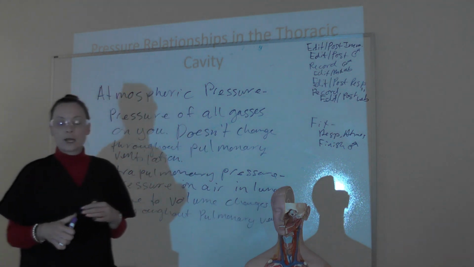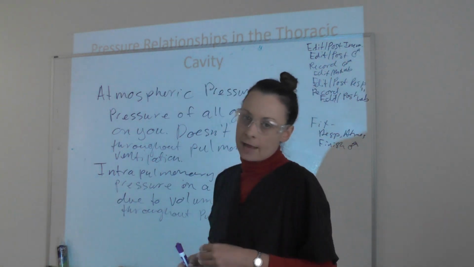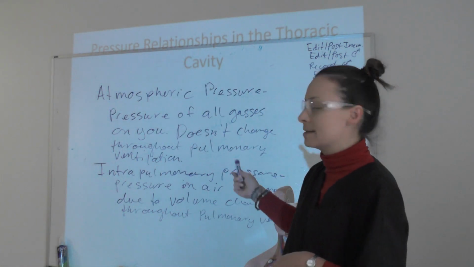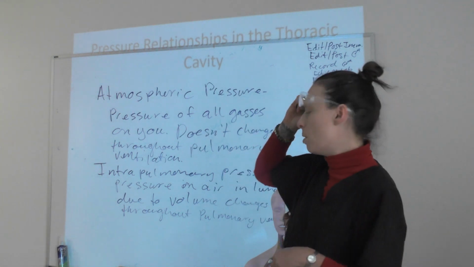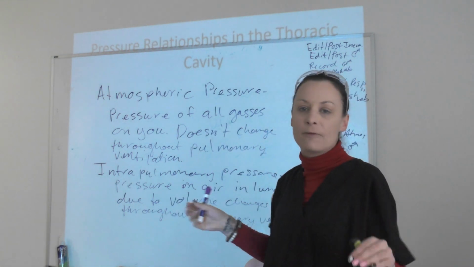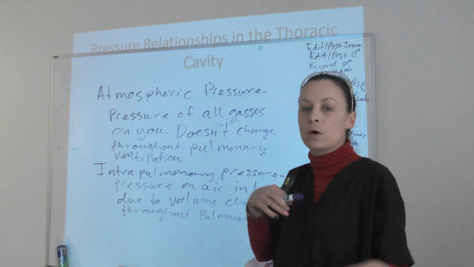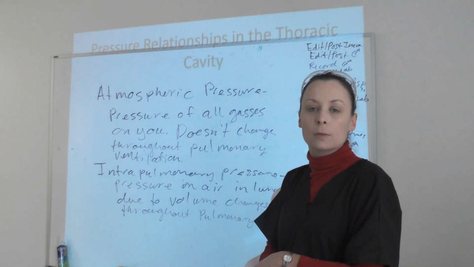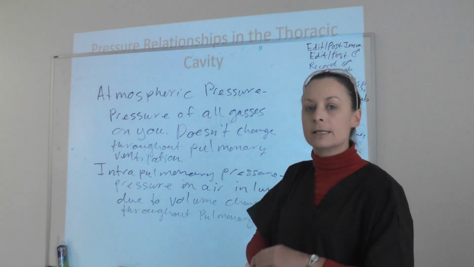And then the last pressure is intrapleural pressure. This is a negative pressure that changes in the same way as intrapulmonary pressure, so it has no effect on the movement of air into or out of the lungs. What intrapleural pressure does is keep the lungs inflated.